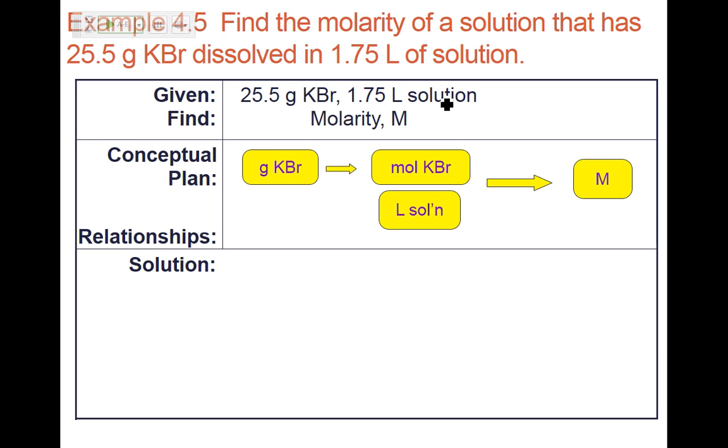Once we do that, then we can convert our molarity, because our liter solution is already given. So to convert to moles KBr, we need to know our molar mass, of course. So if you don't have your molar mass, that's your first step. So our molar mass of KBr, once you look in the periodic table, it's going to be 119.00 grams per mole of KBr. So now we have our relationship to convert to our moles of KBr.